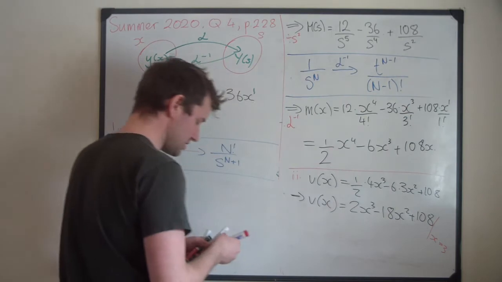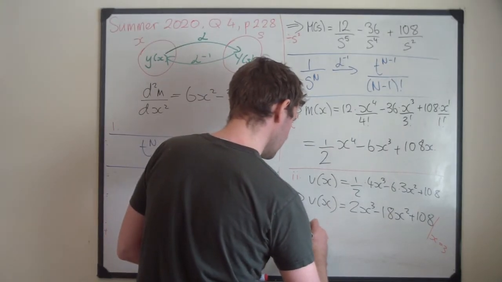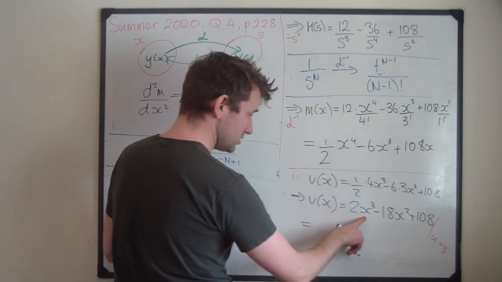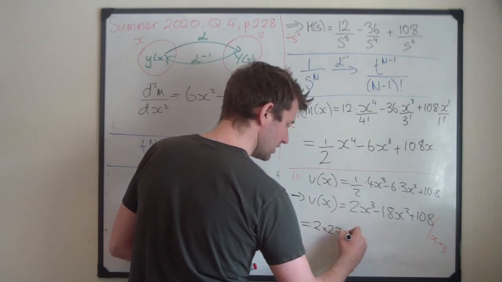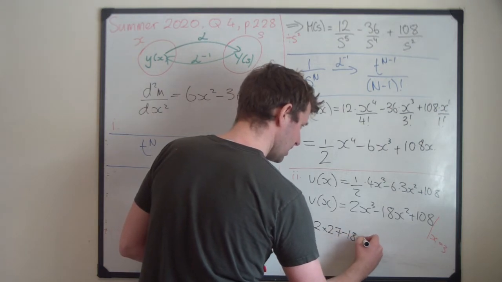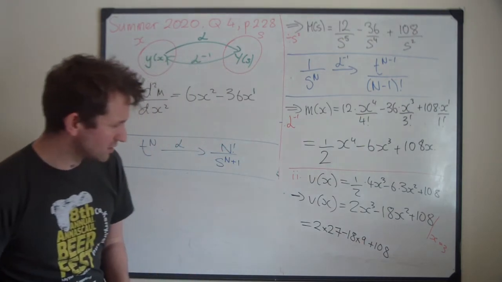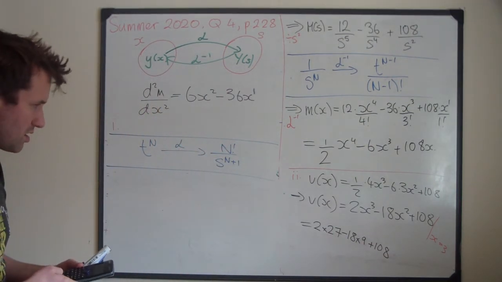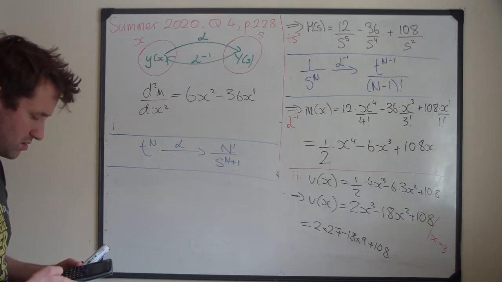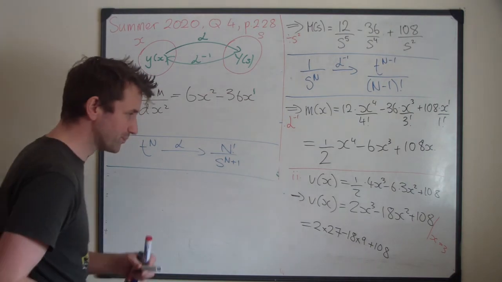Let's see what happens. Are the units knocking about? Yeah, it's going to be kilonewtons here anyway. So 2 by 3 cubed is 2 by 27, minus 18 by 9, plus 108. And we can bang that into the calculator. I don't know why I'm doing this. I know it's going to be 0. It's 0.